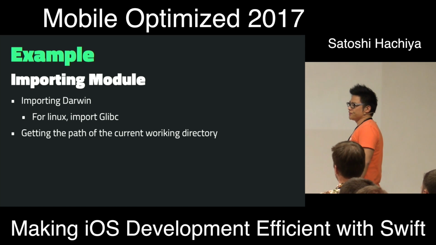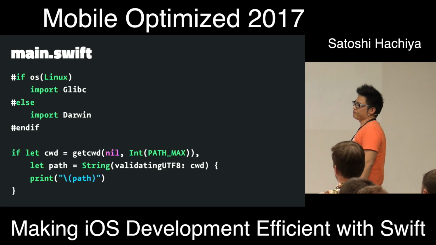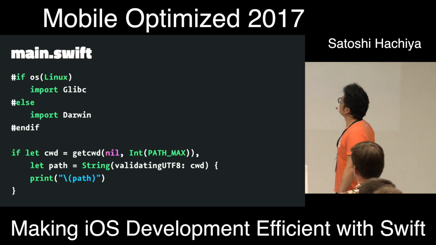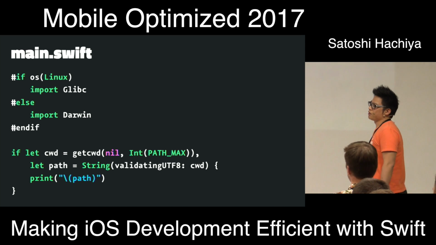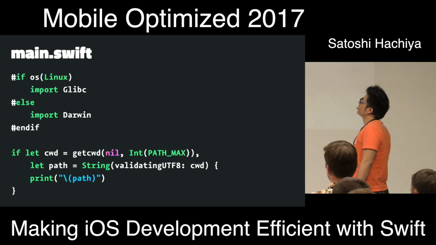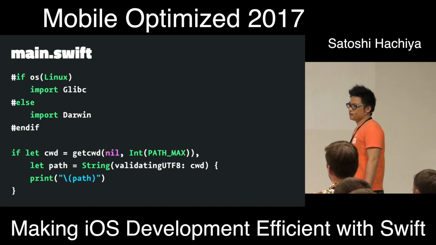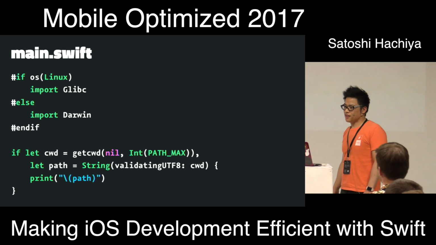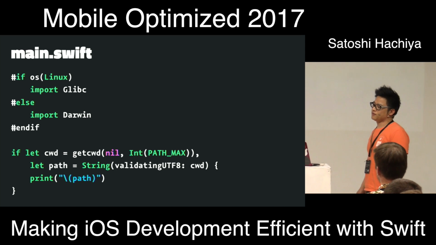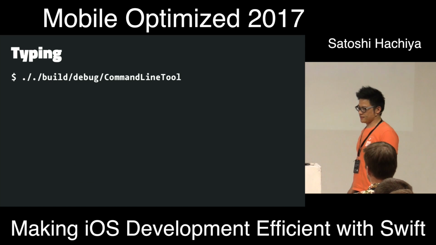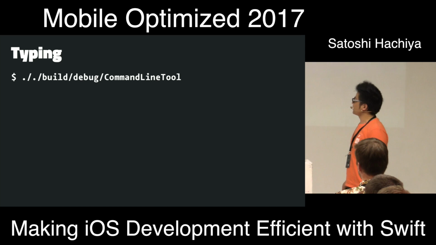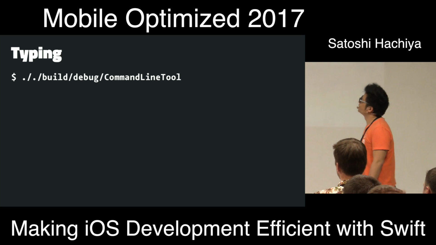Next example is executing the package. Typing the path of the compiled binary, then execute the package. So hello Belarus is printed. This example is very simple.